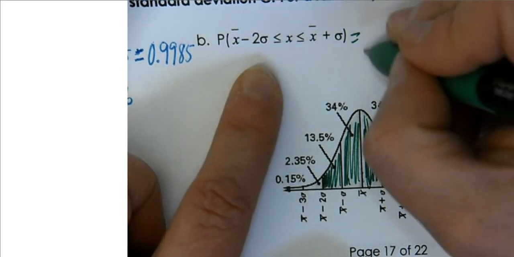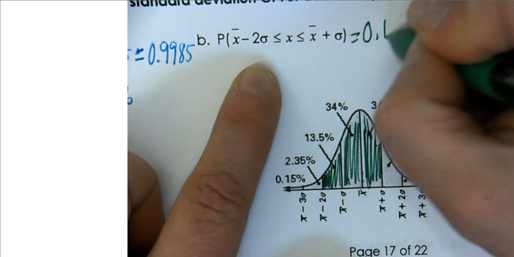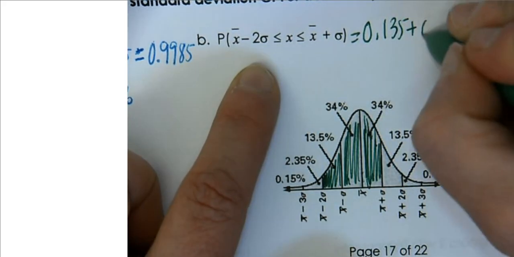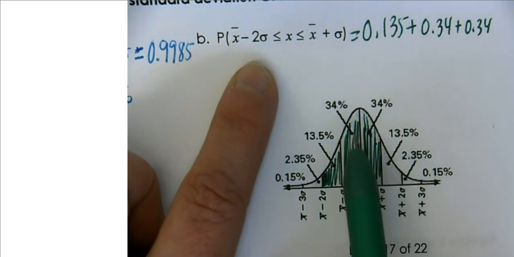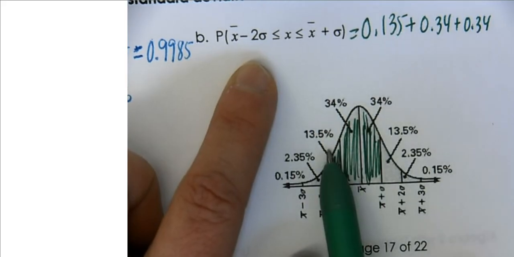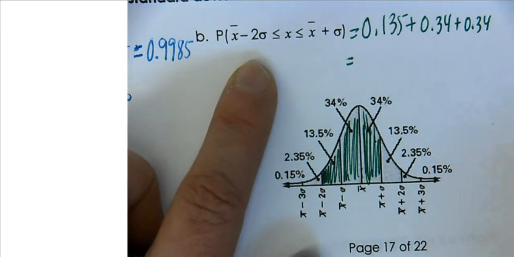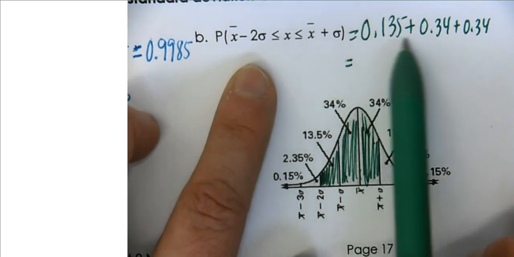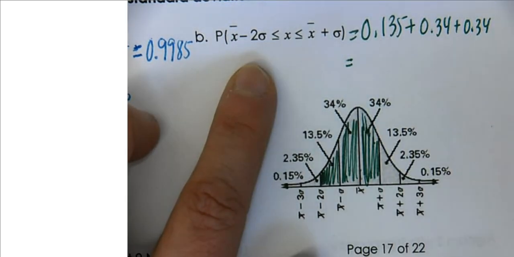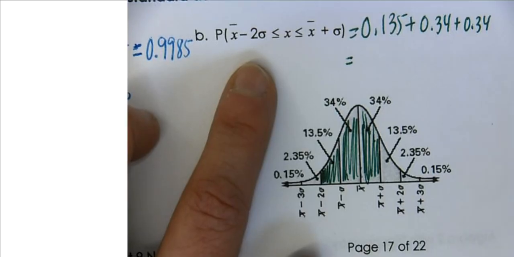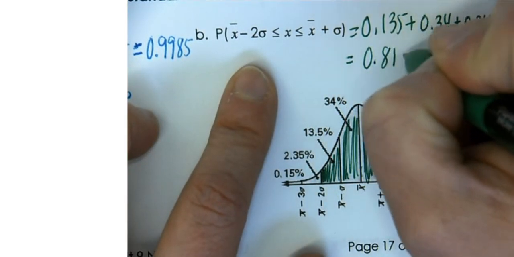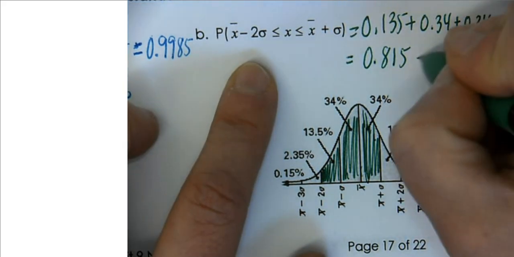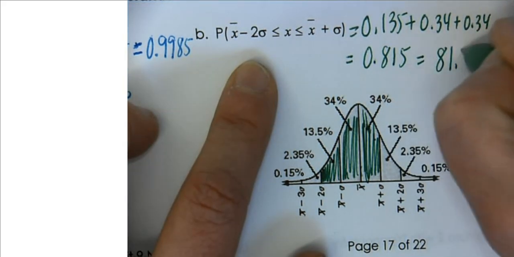So I am simply going to add 0.135 plus 0.34 plus 0.34. You could also recognize that this is basically 0.68, and then you're adding an additional 0.135. I'm open to whatever you do. Just show me what you're putting into your calculator. Show me what you are adding together. And when you put that into your calculator, you're going to end up with 0.815, which if you wanted to write that as a percent, that would be 81.5%.